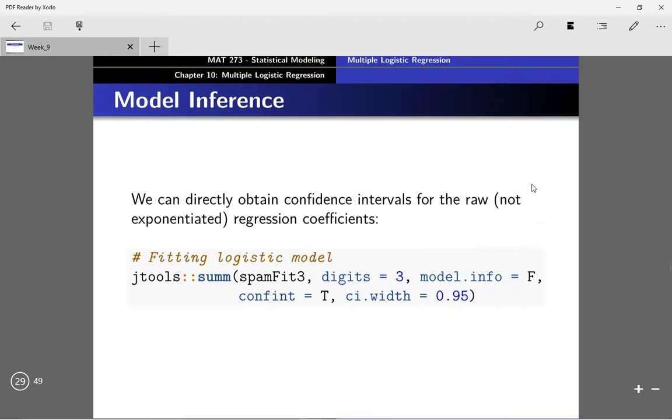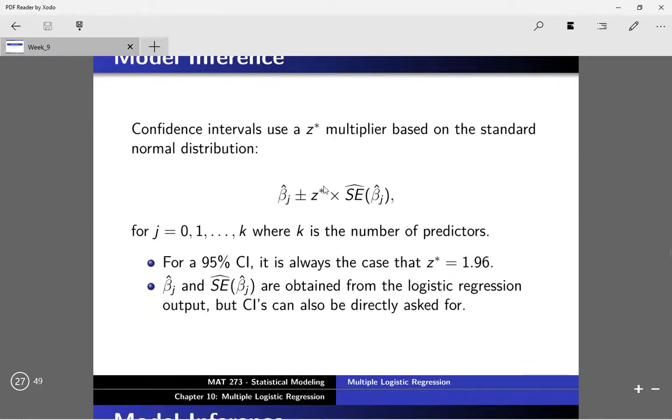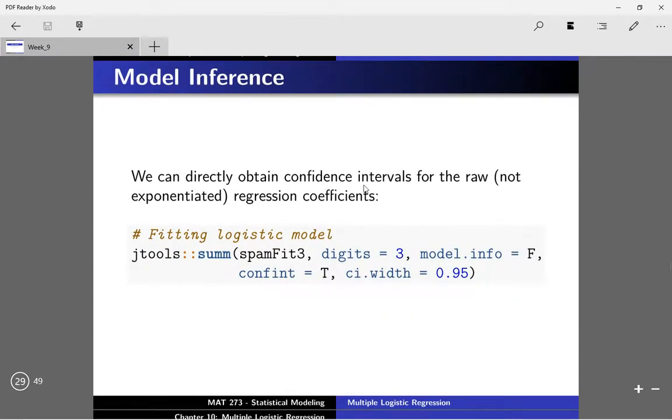So we can construct the confidence interval ourselves by getting each of these pieces and then doing estimate plus or minus the margin of error, this quantity over here. But we can also, using some handy functions in R, get those confidence intervals directly. So especially using this summary function from the JTools package, we can get that. So by specifying this option confint for confidence interval equals true, capital T, and then specifying the confidence level, which I think defaults to 0.95, but I wanted to show you how you could change it if desired.